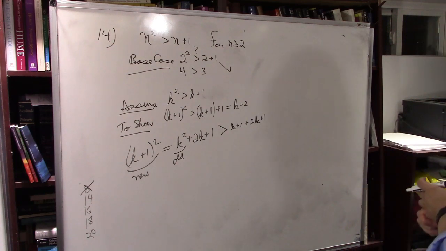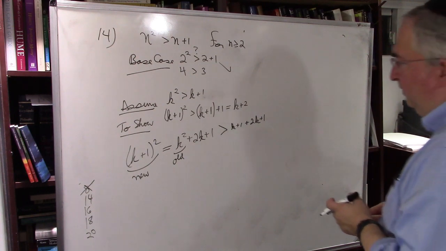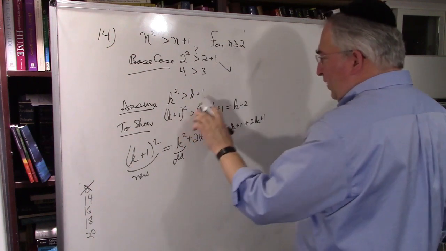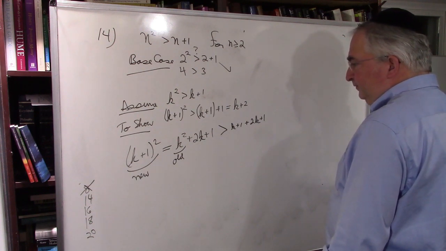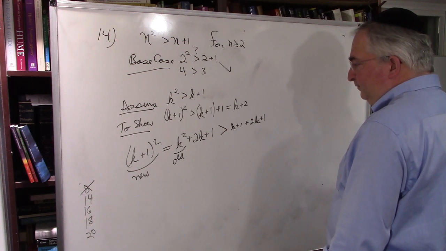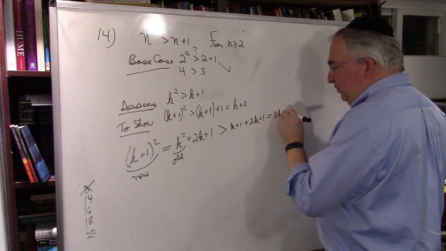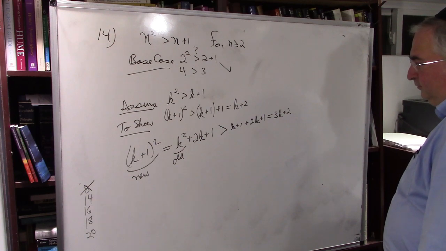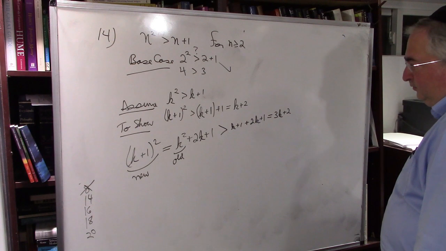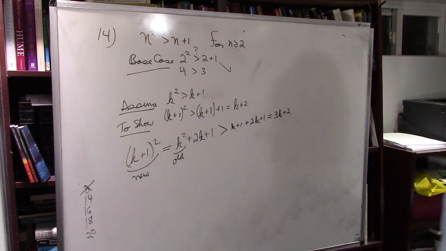Don't move, don't move. Okay, my goal is to show that k plus 1 squared is bigger than k plus 2. That's k plus 1 squared. Okay, question. So this is equal to 3k plus 2. I'm a little bit confused.